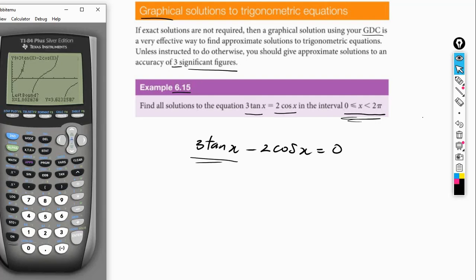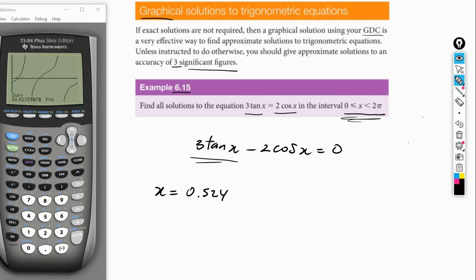There it is. But because it says left bound, I want to go below the x-axis, and there I hit enter. Then it says right bound, I have to go above the x-axis, and I hit enter. And then I hit enter again when it says guess. And there's our first solution. So the first solution would be x equals 0.524. That's rounded to 3 significant figures.